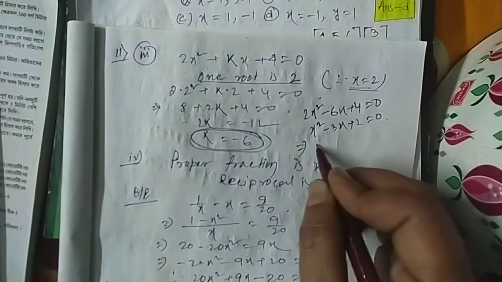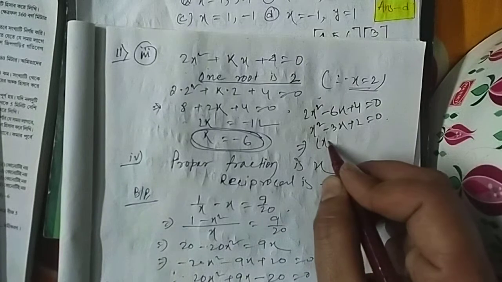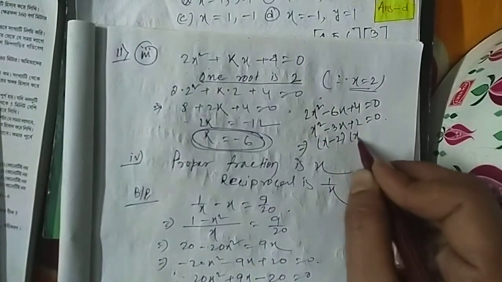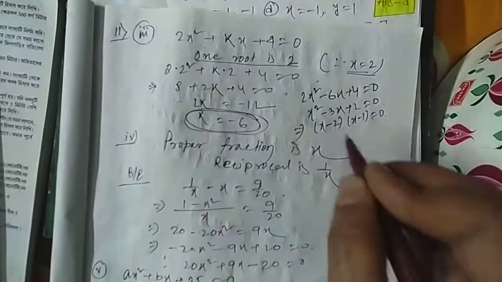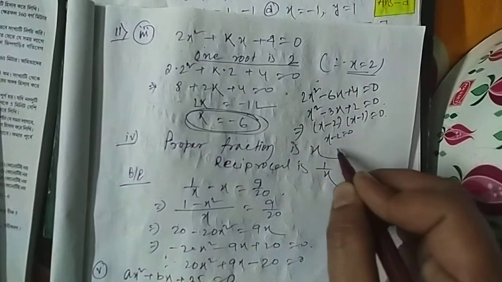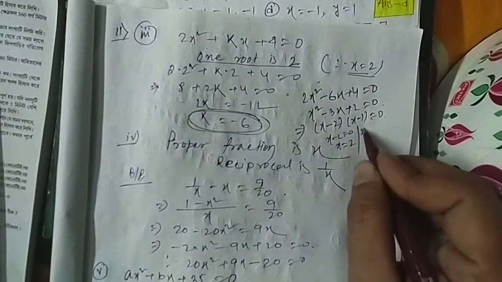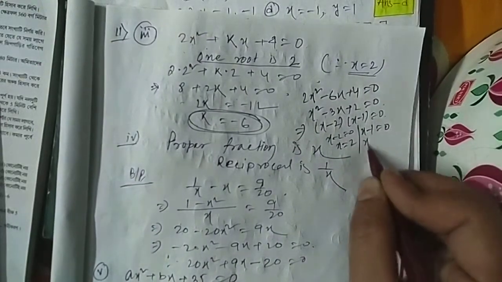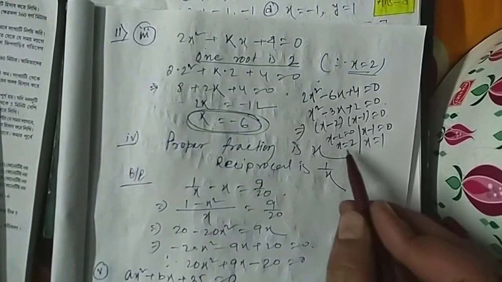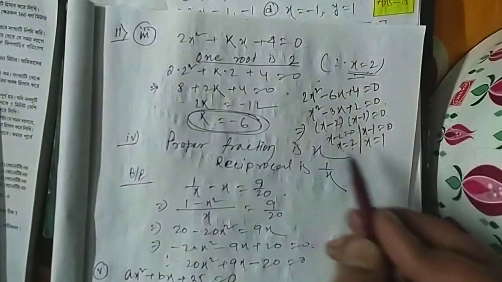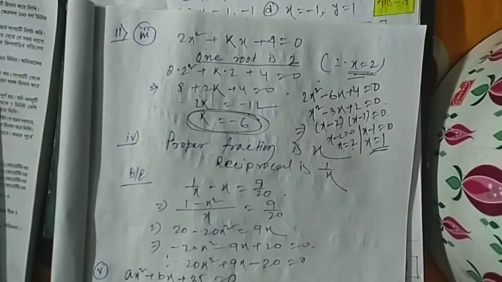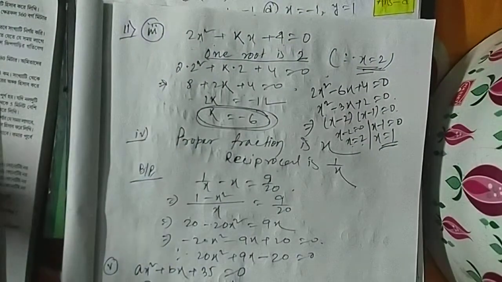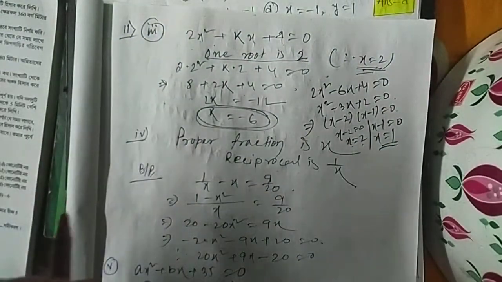Then by splitting the middle term, we get x minus 2 into x minus 1 equal to 0. So x minus 2 equal to 0, x equal to 2, and x minus 1 equal to 0, so x equal to 1. So if one root is 2, then another root will be 1. Now I will discuss question number 4.